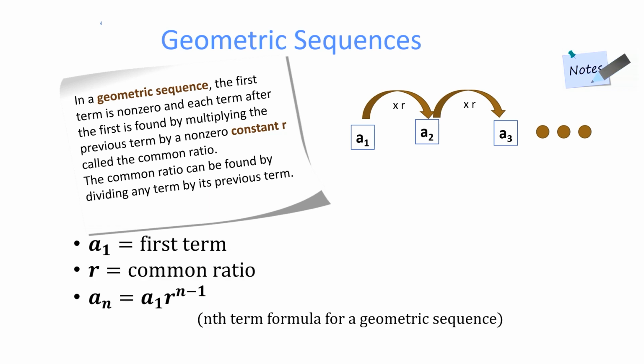So we have a1, which is the first term, r, which is the common ratio, and the formula for the nth term of a geometric sequence is given by an equals a1 times r to the power n minus 1.